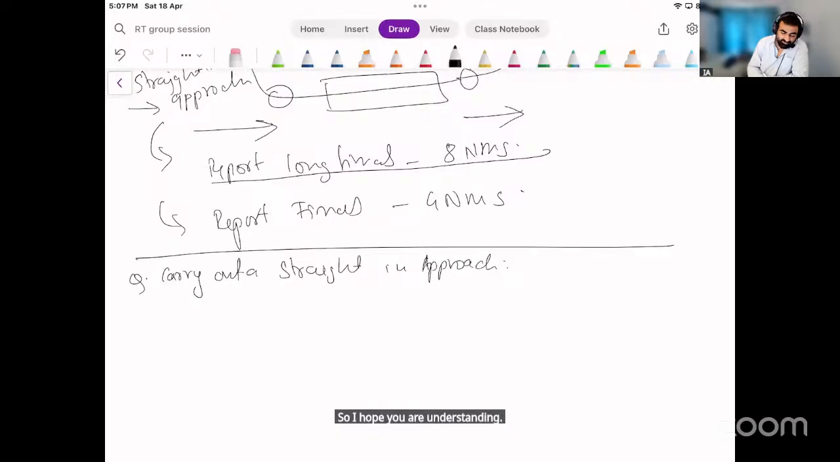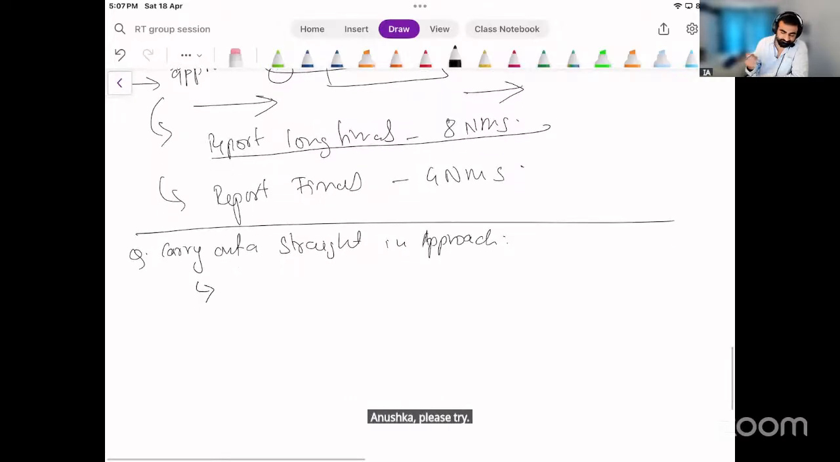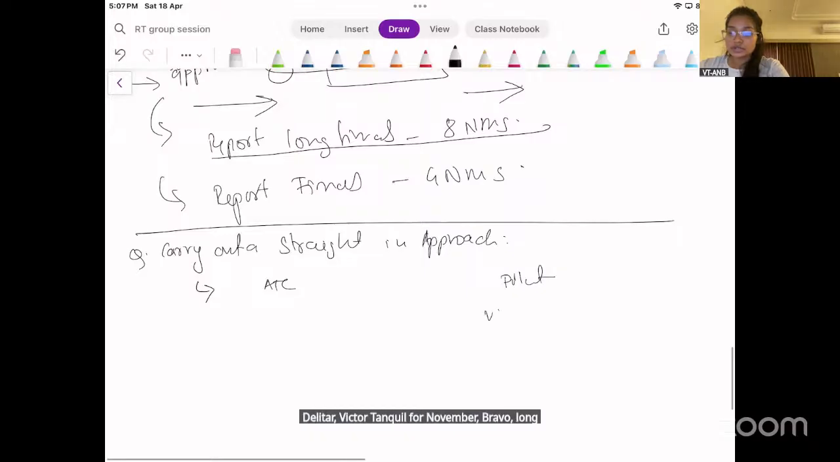Carry out a straight in approach. Anushka, please try. Delhi Tower, Victor Tango Alpha November Bravo, long final runway 29er, request straight in approach, runway 29er.